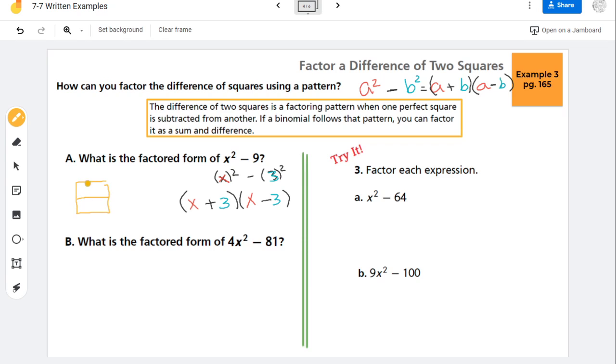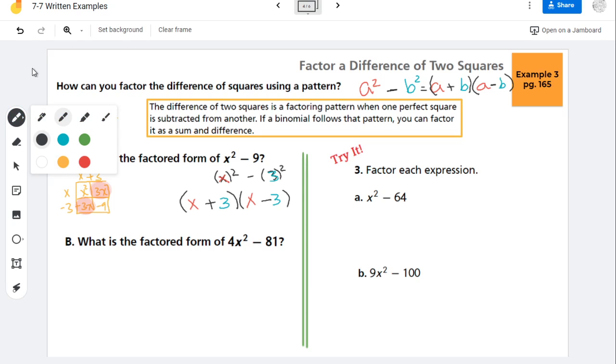Now the reason why this is important, I'm going to show you using the distributive property. I'm going to use the box method here. So I'm just going to re-multiply this stuff back out, because factoring is just division. When I do that, I have an x squared, 3x, negative 3x, and a negative 9. If you look at it closely, you can see right here the 3x and the negative 3x cancel each other out. That's why I'm left with just the x squared minus 9.